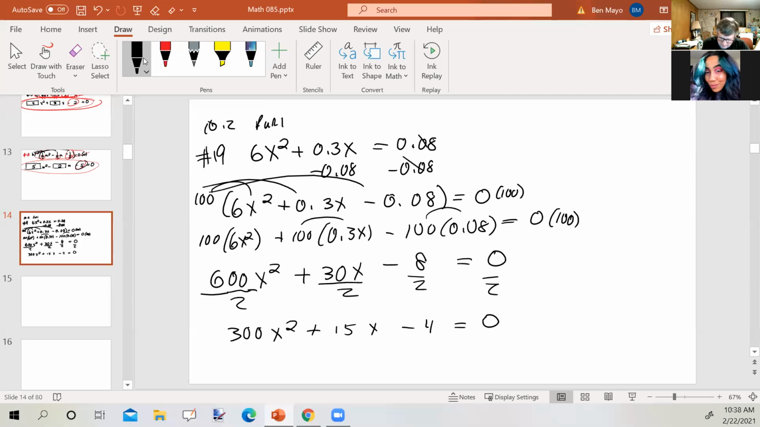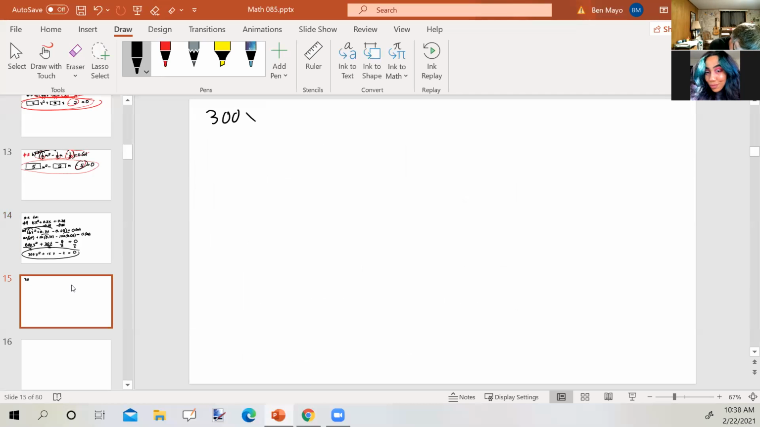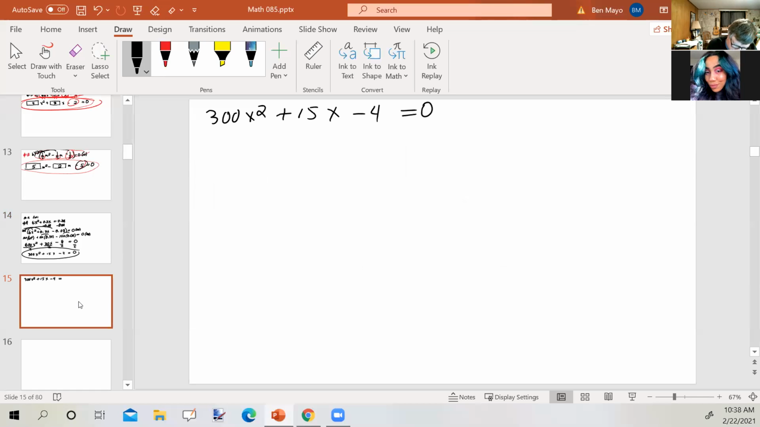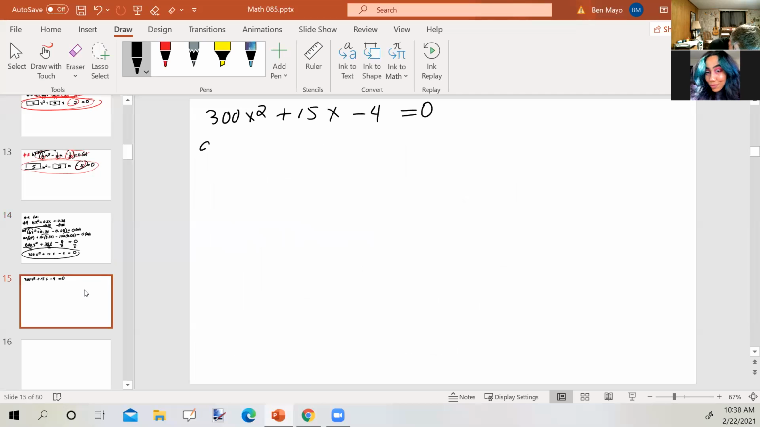So now I'm going to take this equation, copy that on the next page, and basically start over plugging that into the quadratic formula. Okay, so 300x squared plus 15x minus 4 equals 0. Let's go back and double check. Let's see, I moved that over. That looks right. Multiplied by 100 over 2 places, divided by 2. Okay, so now A is 300, B is 15, and C is negative 4.